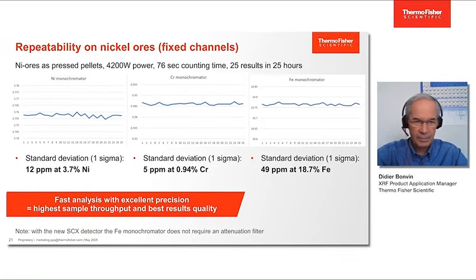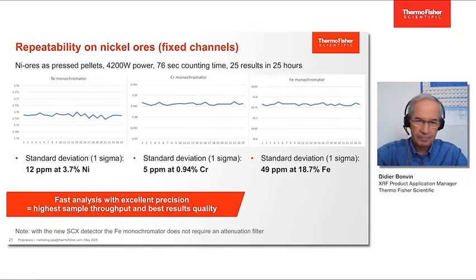And here you get, on the left, the nickel monochromator data with a nickel content in the sample of 3.7% and our standard deviation over 25 hours of 12 ppm. In the middle, the chrome monochromator data. The sample contains less than 1% chrome, and we get 5 ppm deviation over 25 hours. And on the right, the iron monochromator measuring 18.7% iron. And here we get standard deviation of 49 ppm over 25 hours.